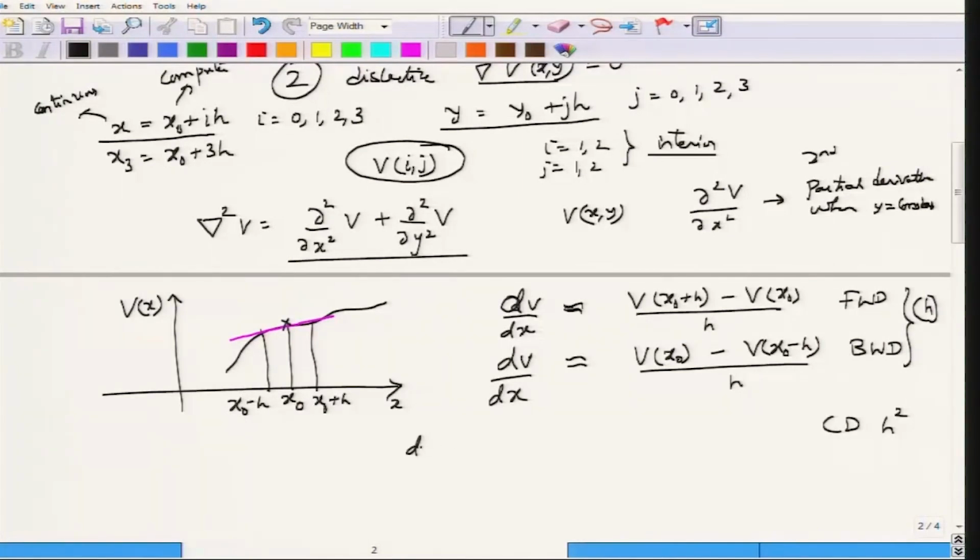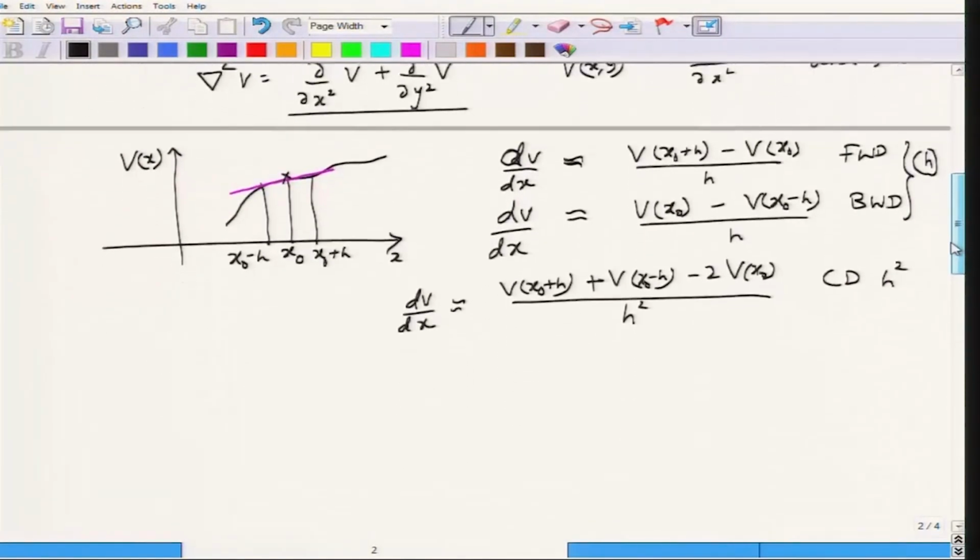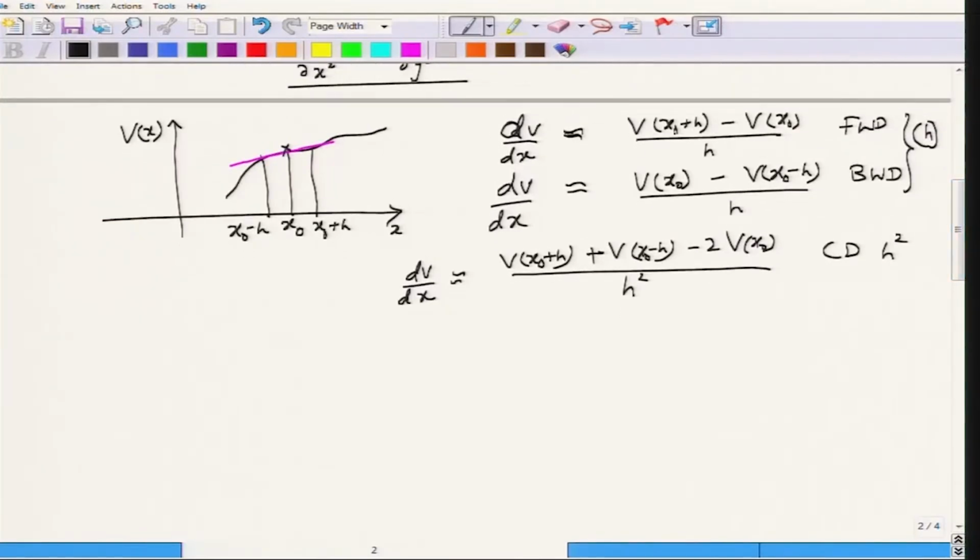If you do that, then dv by dx can be approximated as v of x0 plus h plus v of x0 minus h minus 2 into v of x0 divided by h square, okay. To do this you need to use Taylor series and then expand this appropriately. Let us not do that at this point. You can verify this yourselves. There is a 2 in the denominator or not, I am really not sure, but that is immaterial at this point. So, I have dv by dx as this part, but this is not what I want.